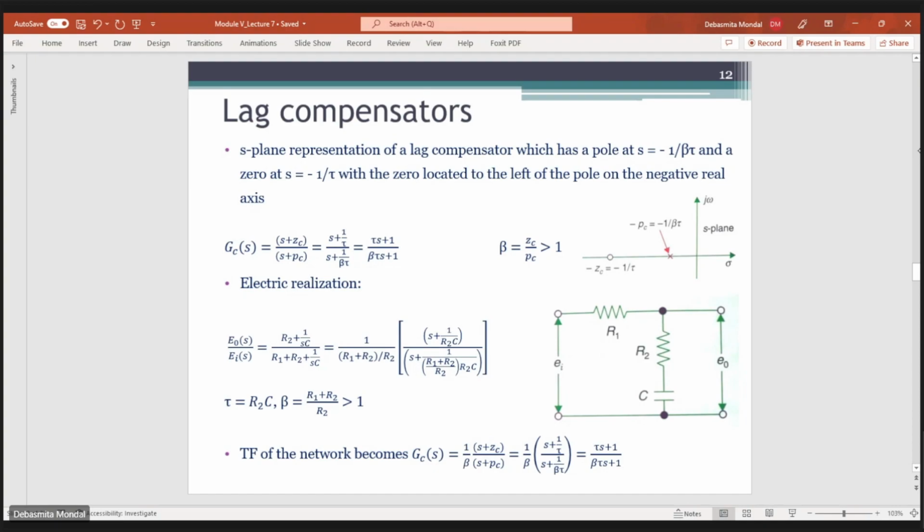So it is 1 by beta multiplied by (S plus 1 by tau) divided by (S plus 1 by beta tau), right? This is the realization in the electrical domain, and in the electronic domain we have already seen the same configuration using the op-amp. You just have to change the values of R1, C1 and R2 and C2 in order to shuffle between a lead compensator and a lag compensator.